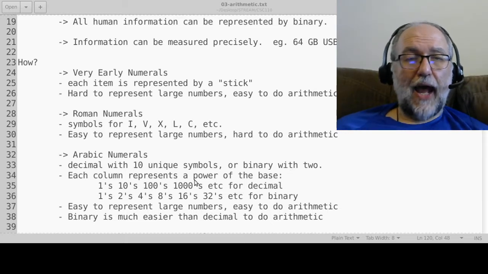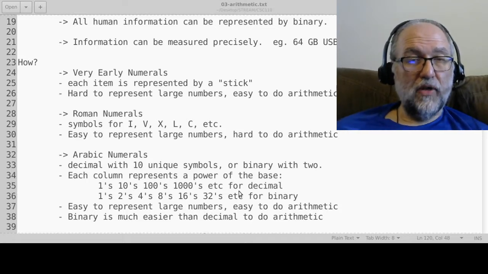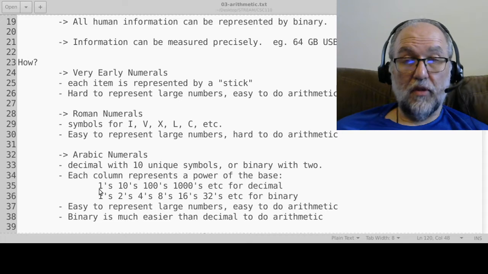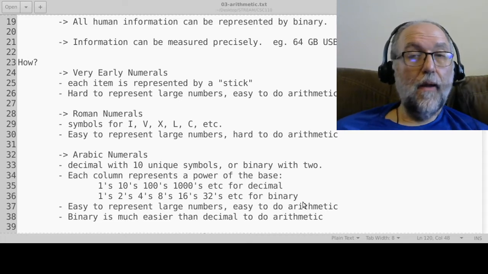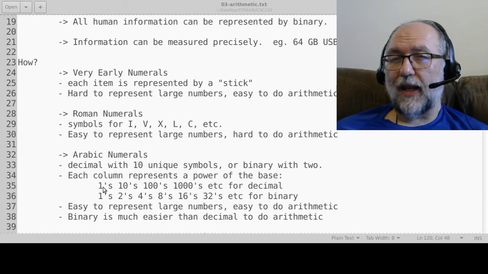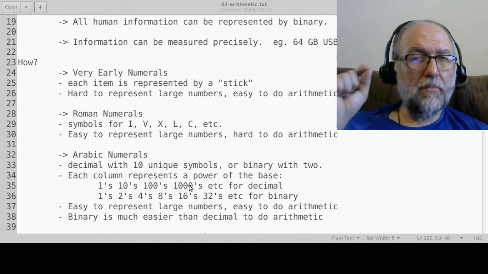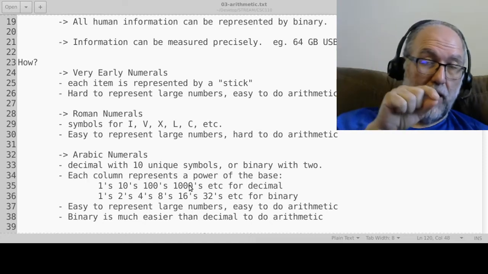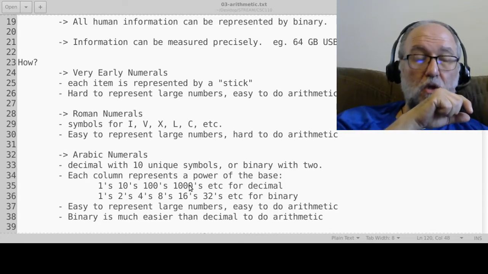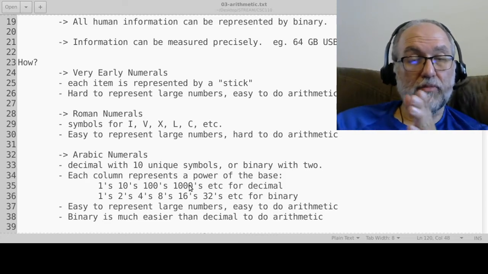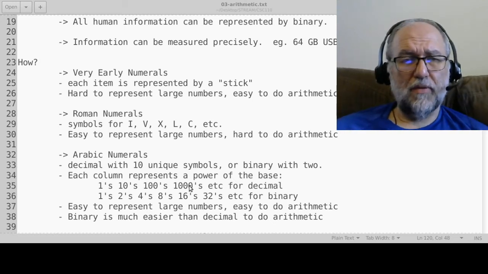Okay, if you do that, then the columns represent powers of the base. So for instance, for decimal, you would have the ones column, then followed by the tens, the hundreds, the thousands, and so on. Be careful, I wrote here from left to right, but when we write the number, the rightmost column is the ones column, the next column over to the left is the tens, the next column over to the left is the hundreds, and so on. Okay, and so the columns increase by a power of 10 as you go from right to left. Okay, but you know that, but I just want to be very clear.